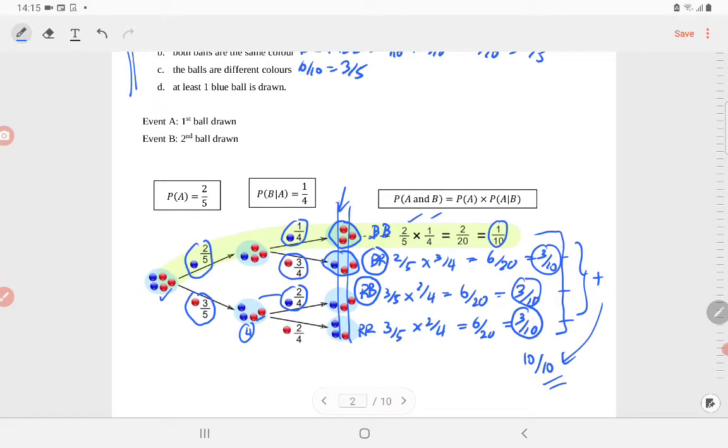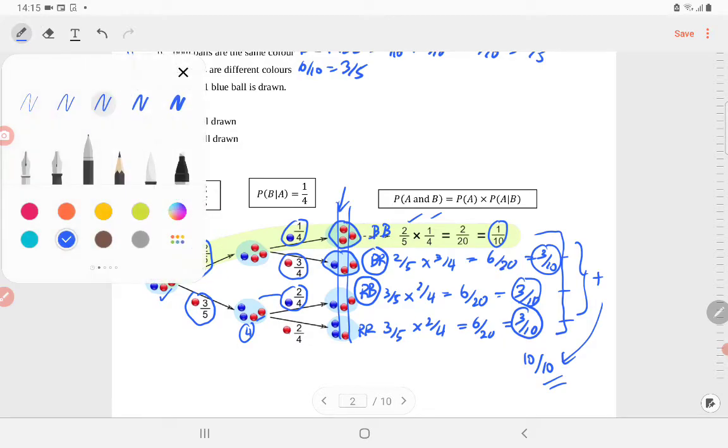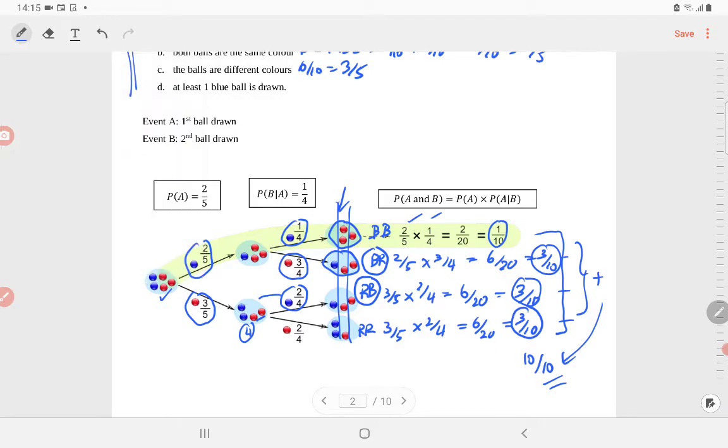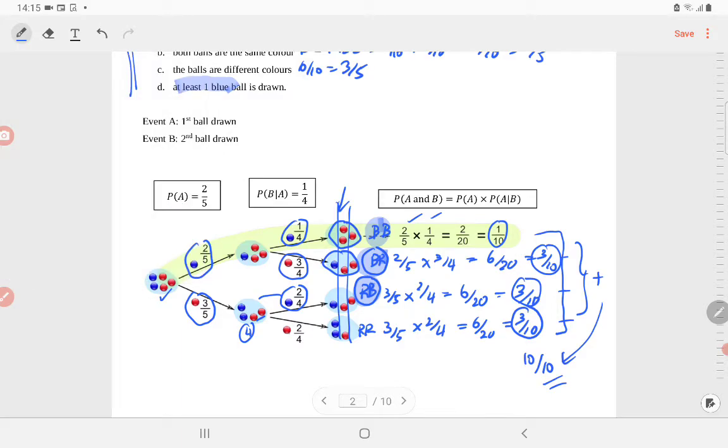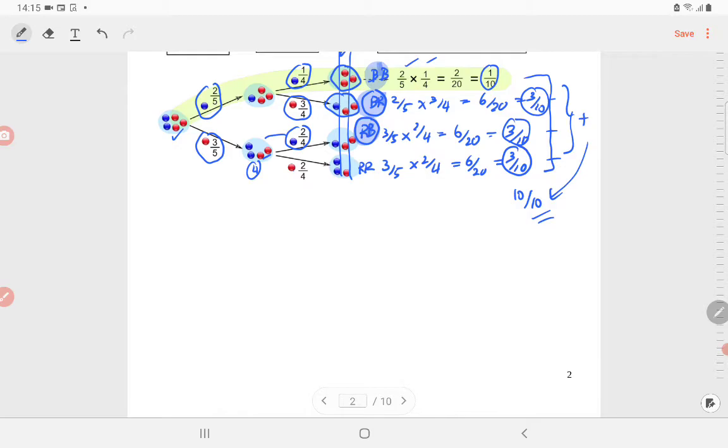Part D, at least one blue ball is drawn. At least one blue ball means, let's use a highlighter, at least one blue ball here: blue, red, red, blue, or blue, blue. You can have two, that's no problem. At least one blue ball means minimum one blue ball. So that's going to be 3 on 10 plus 3 on 10 plus 1 on 10, which will be 7 on 10 here for that example. Okay, what's next?